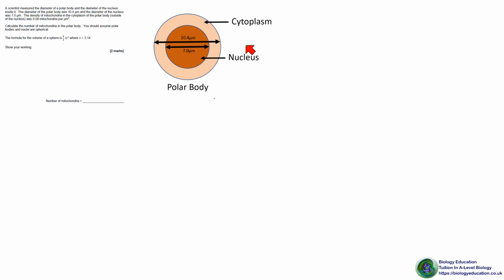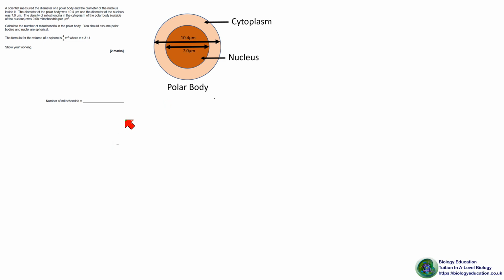This polar body is a structure that's formed during the formation of female gametes, and it's a cell that really will have no function. But it does have a nucleus, it has a small amount of cytoplasm, and there are some mitochondria in that cytoplasm. So where do we start with this?